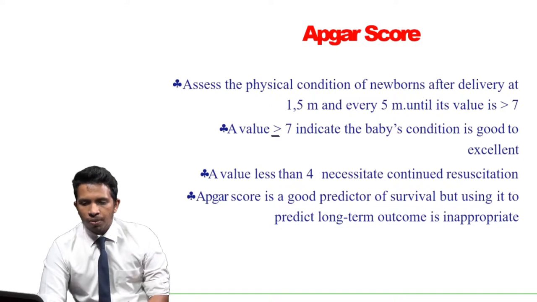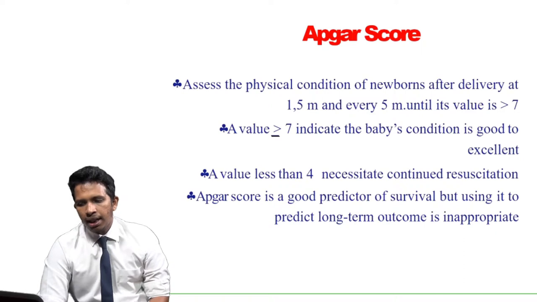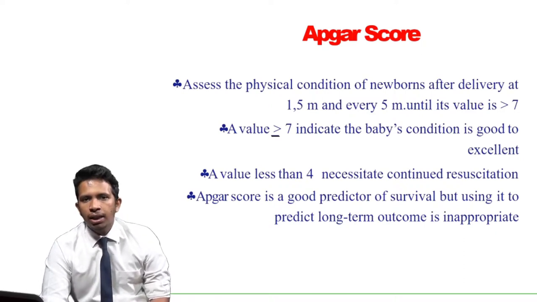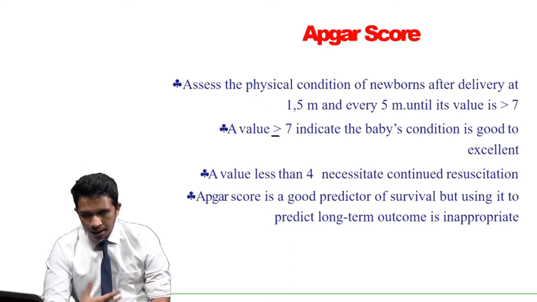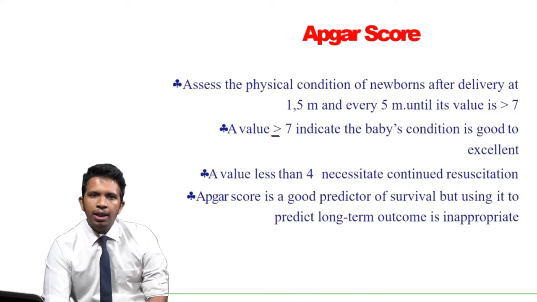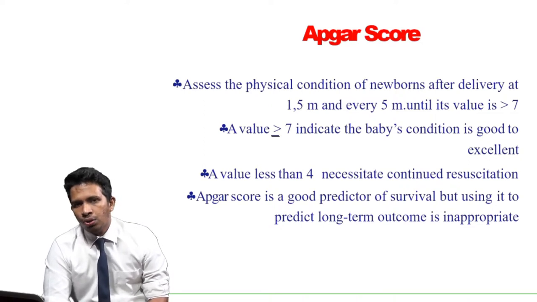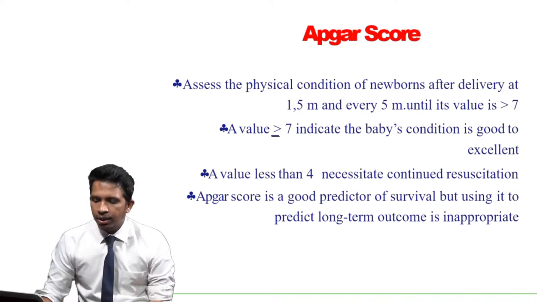Even if we continue resuscitating, the Apgar score needs to be assessed every 5 minutes until the child's score reaches more than 7. It is a good score where it helps us to predict if this child can survive getting born or not. However, it's not that good in letting us know if this child can survive long term or not. It is just an immediate survival score.